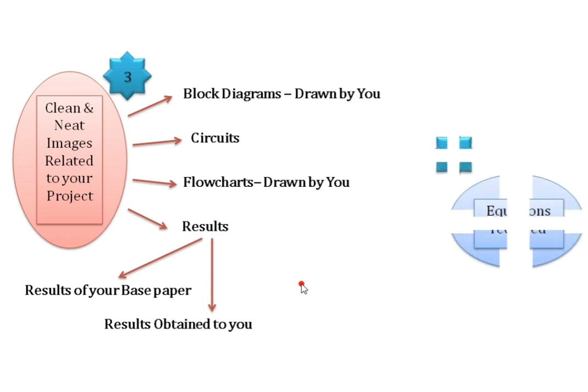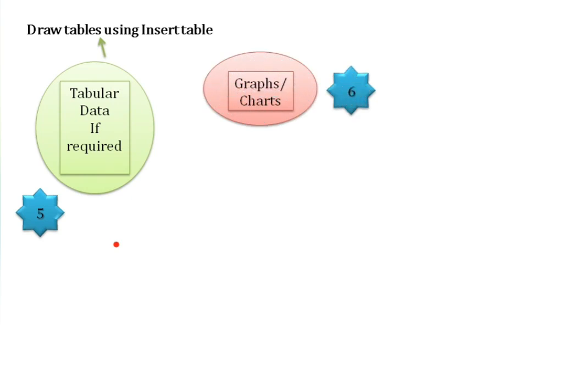Next one, equations required. Find out all the equations required for your document preparation. Try to write down all the equations on your own using a Word document. Next one, tabular data required. If your project has tabular data, don't copy and paste it into your documentation. Try to draw your tables on your own. Next one, charts and graphs. If you have charts and graphs, prepare them using a Word document.